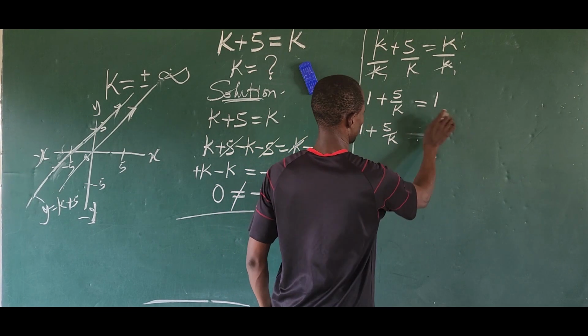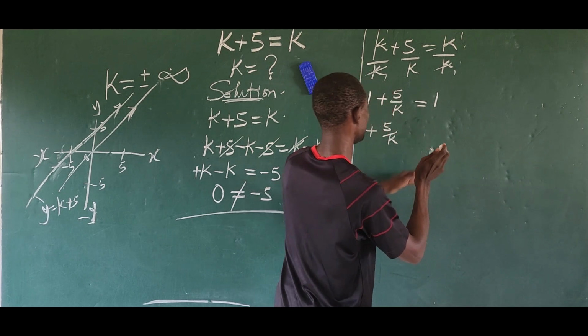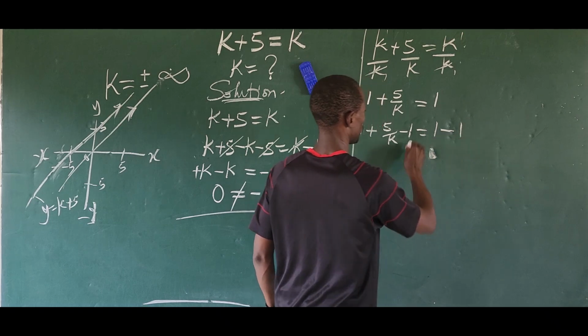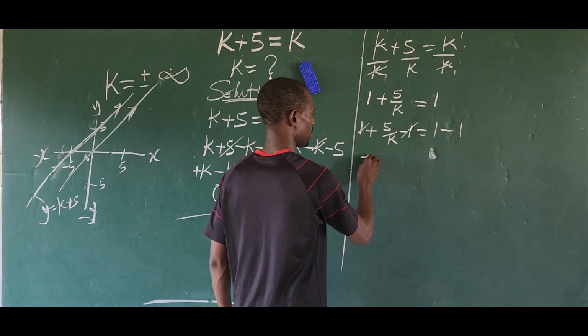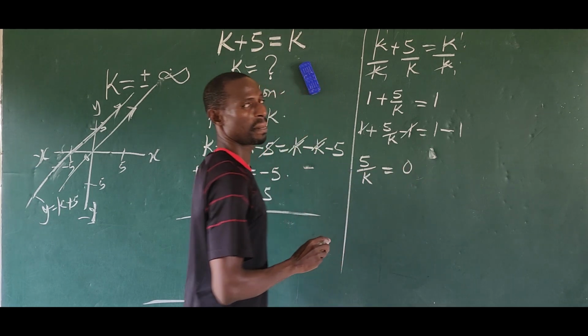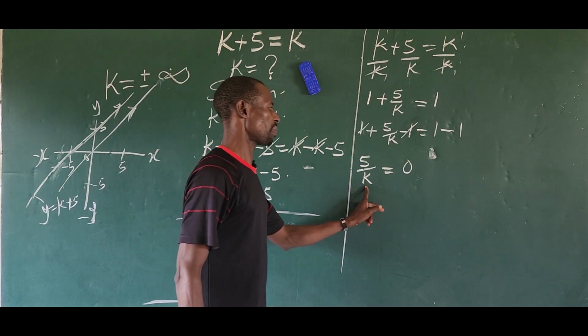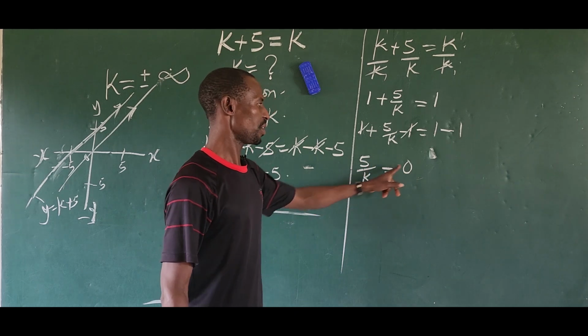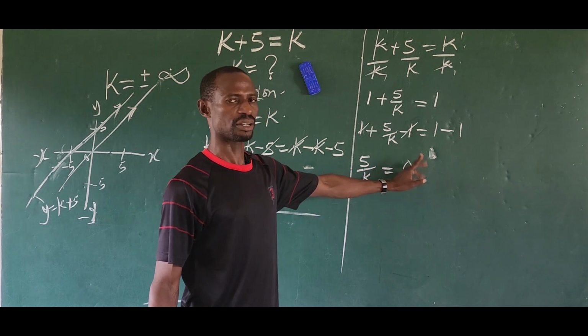All right. 1 plus 5 all over k, then minus our 1 equal to 1 minus 1. This and this leave the system. We are now having 5 all over k is equal to 0. So if you decide to multiply through by k, this is going to give us 5 equal to 0. And 5 is not equal to 0.